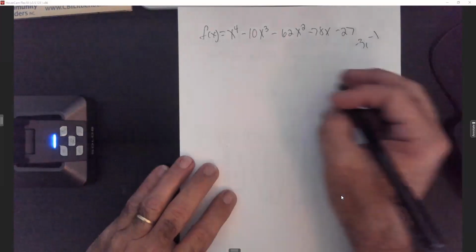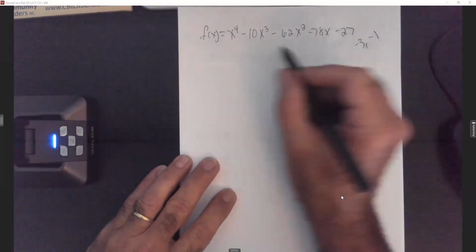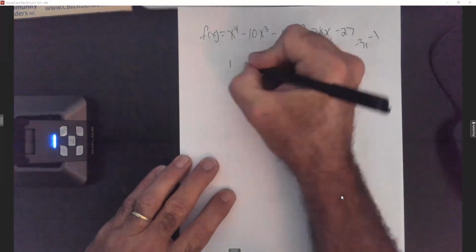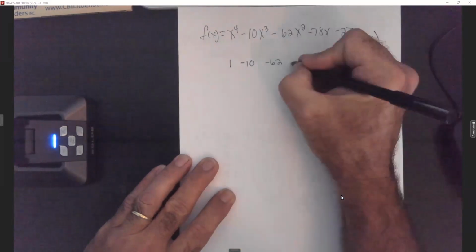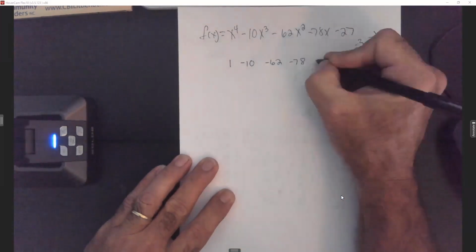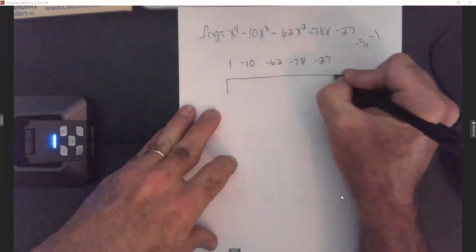So let's go back to our paper. So y'all, that is a lot easier than trying to do synthetic division a whole lot of times to get a 0, okay? So I got my coefficients. That's a degree 4. I need 5 numbers, and I got my 5 numbers. So 1, -10, -62, -78, -27. Draw our box.